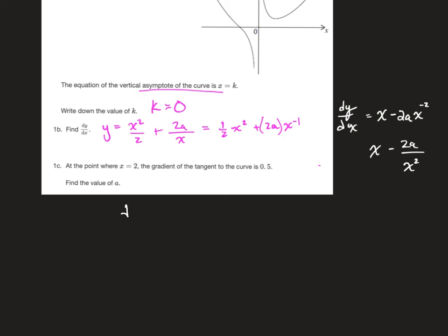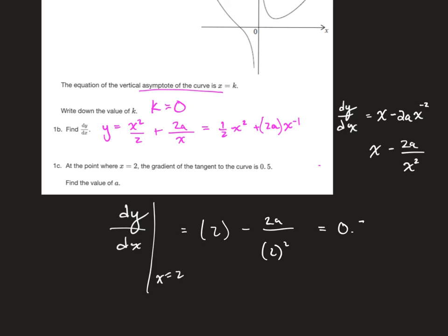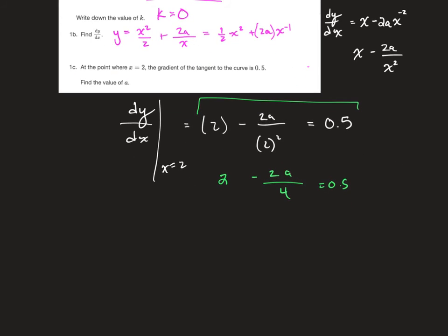So I'm going to evaluate dy/dx at x equals 2, and that gives me 2 minus 2a over 2 squared. And I know that has to be equal to 1/2. So I'm now going to solve this for a. I get 2 minus 2a over 4 is equal to 1/2, which simplifies to 2 minus 1/2 a.